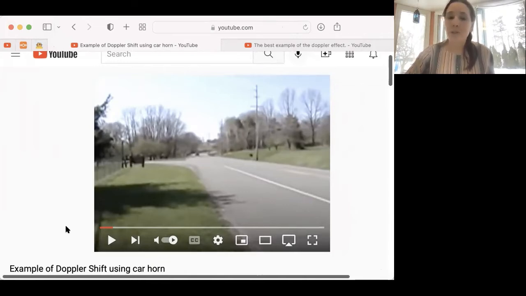And what you're going to notice is that as a sound source approaches, you are going to hear a higher frequency. And then as it leaves, you're going to hear a lower frequency, just like we saw should happen when we looked at the shape of the waves as it approaches versus leaves. So here's a simple example with the car horn.